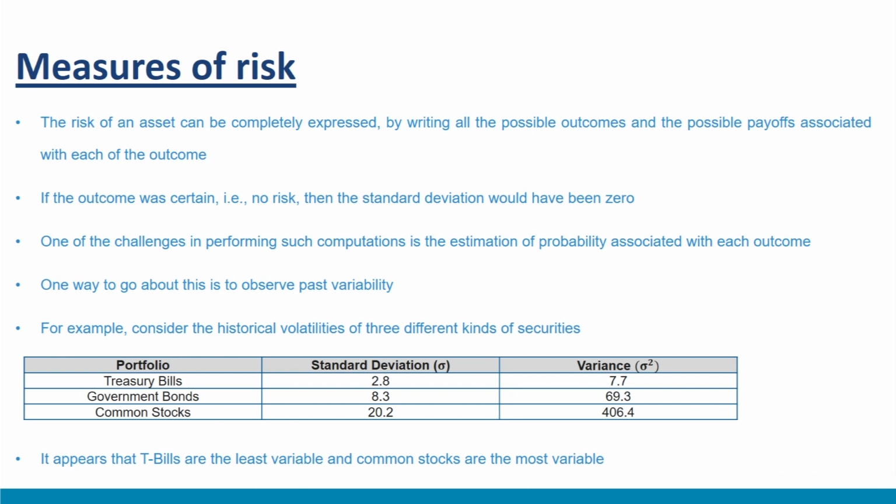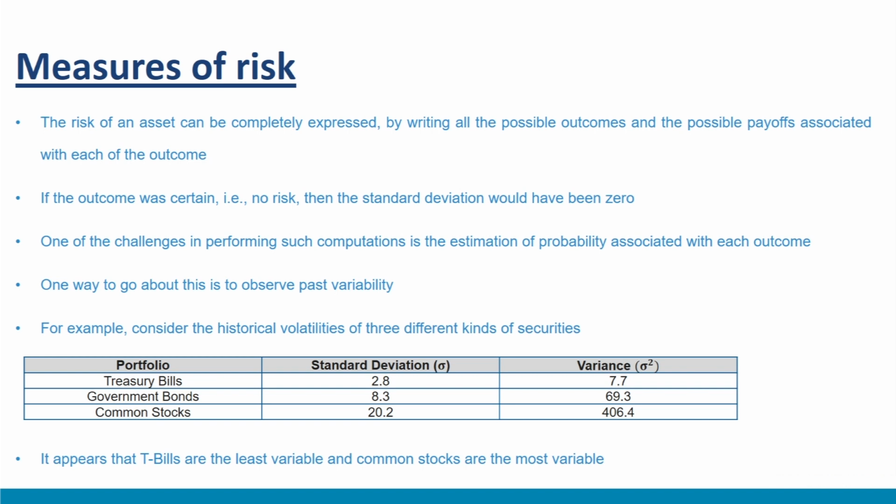If the outcome was certain, that is no risk, then the standard deviation would have become 0. The positive value associated with the standard deviation precisely indicates this uncertainty. One of the challenges in performing such computations is the estimation of the probability associated with each outcome. One way to go about this is to observe past variability. It is assumed that those securities or portfolios that have shown high variability will also be more volatile in future.